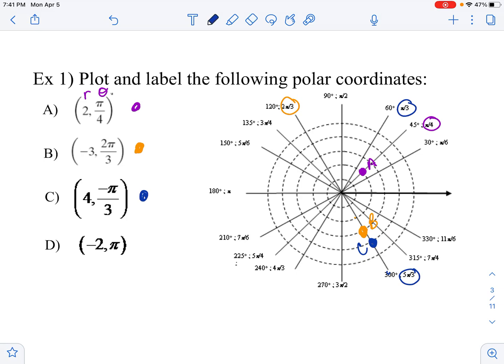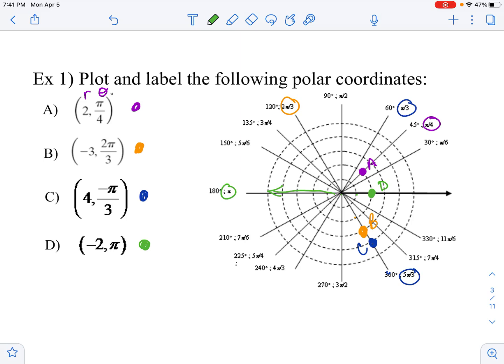All right, the last one I will go ahead and do in green. It says rotate to pi and then go negative 2. So again, pi is all the way over here. And if it was positive, I would go in that direction. But because it's negative, I go in the opposite direction. So it would be technically on the 0 axis, and that would be the point D right there, at 0 pi. It would be 2 units out on 0 pi. So again, if r is positive, we go out onto that ray that we are looking at.